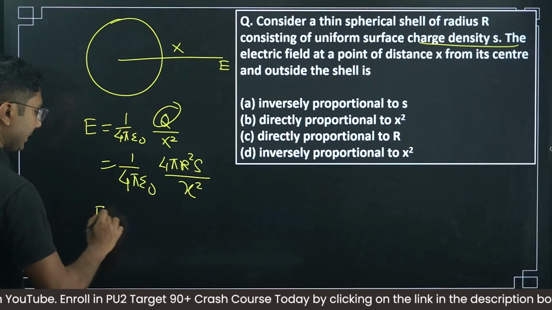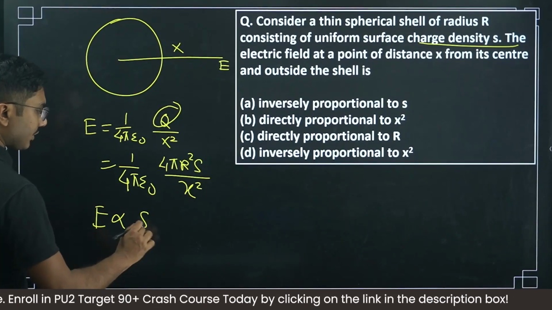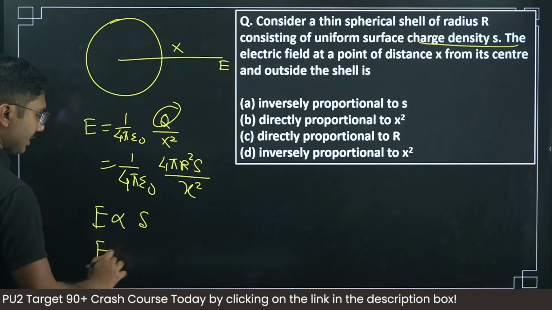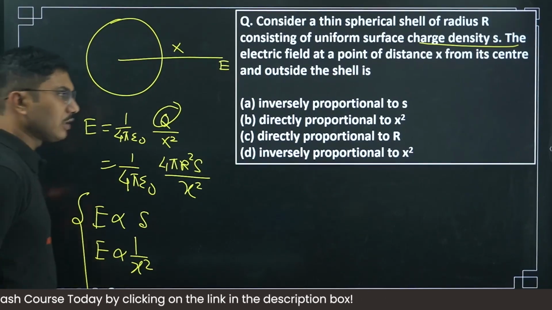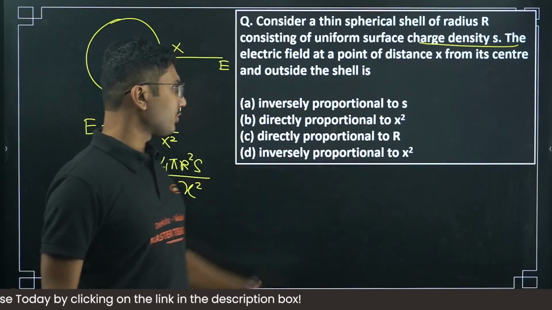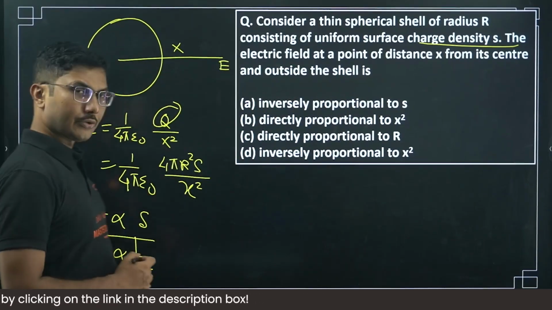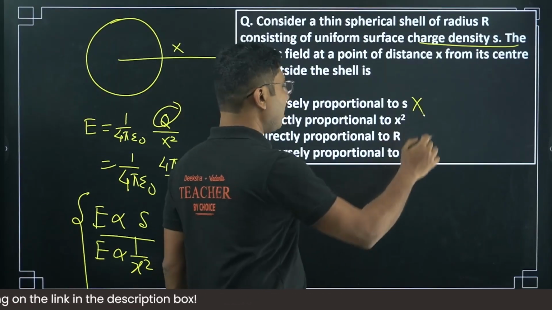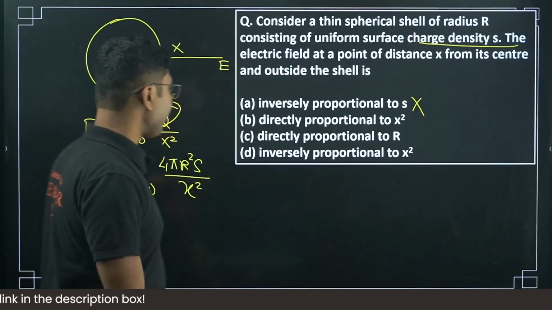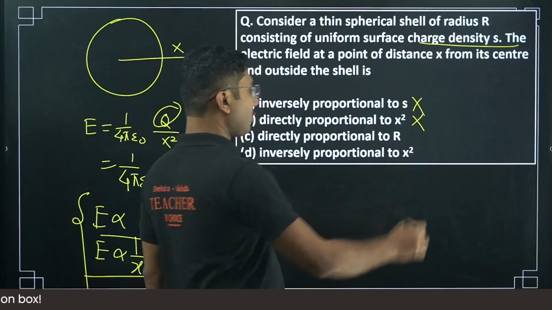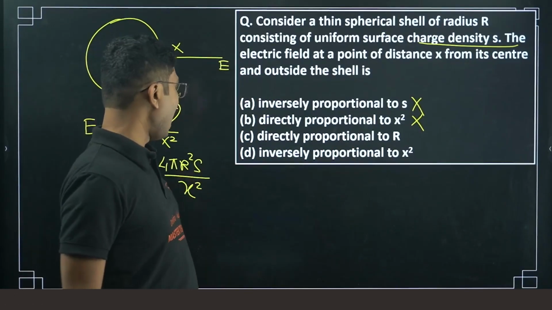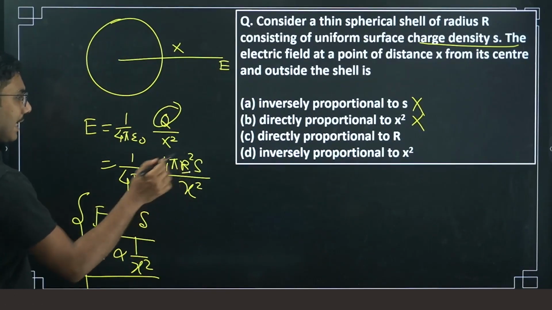So electric field is directly proportional to surface charge density. Electric field is inversely proportional to square of the distance. So these are the 2 points. Inversely proportional to S. Is it inversely proportional to S? No. So this is wrong. Directly proportional to x square. Is it directly proportional? No. This is also wrong. Directly proportional to R. Is it directly proportional to R?